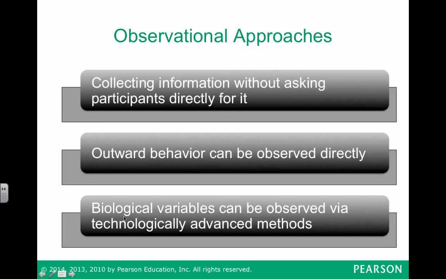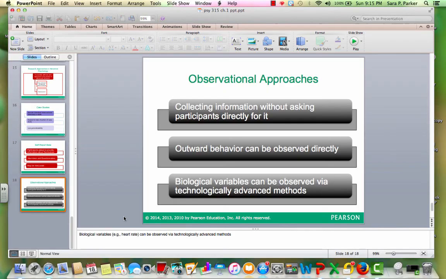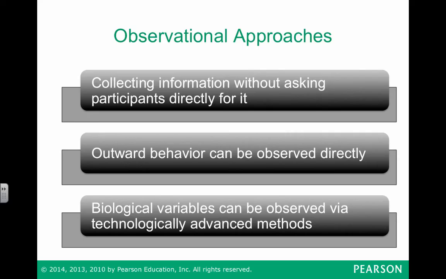Another way to collect information is through the observational approach. In this approach, you collect information without asking participants directly for it. The outward behavior is observed directly by the clinician or the person that is conducting the research. For example, if I was watching a child that had been suspected of having ADD or attention deficit disorder, I may go to the school and observe them in the classroom or at PE or in the cafeteria to see this behavior. We can also observe biological variables via technology. This would be monitoring the heart rate, perhaps a CT scan, or using other technology to see what's going on biologically.